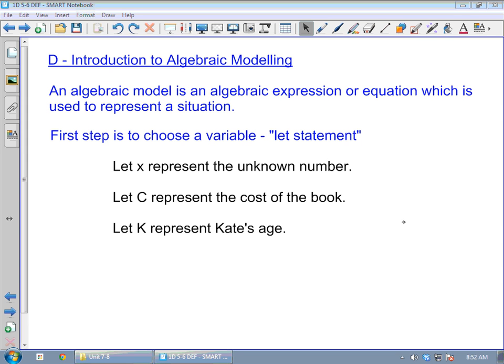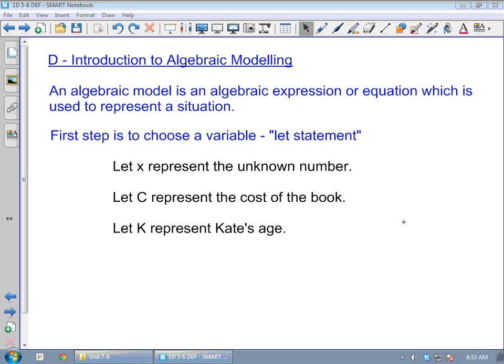What we're looking at in this lesson is a little introduction to algebraic modeling. So first off, what exactly is an algebraic model? Well, as you can see right here, an algebraic model is an algebraic expression or an equation which is used to represent some sort of a situation.